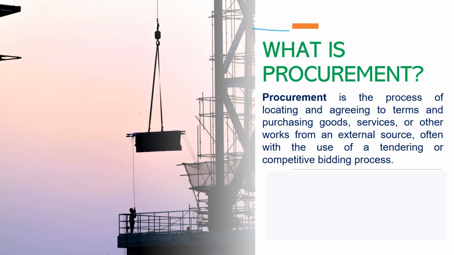of materials. It is the process of locating, meaning we locate the suppliers, and agreeing to the terms of purchasing goods, because you would have seen in your purchase order there are some terms and conditions which both parties agree to, and services or other works from an external source, maybe your builder, maybe your supplier, or maybe the third party from which you are buying the products, often with the use of a tendering or a competitive bidding process. So why a competitive bidding process?